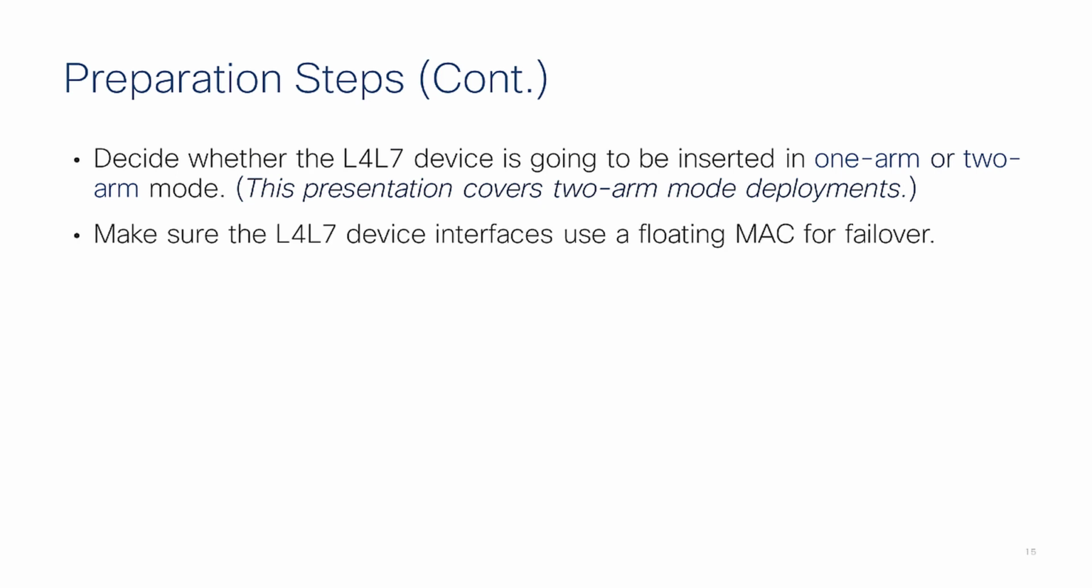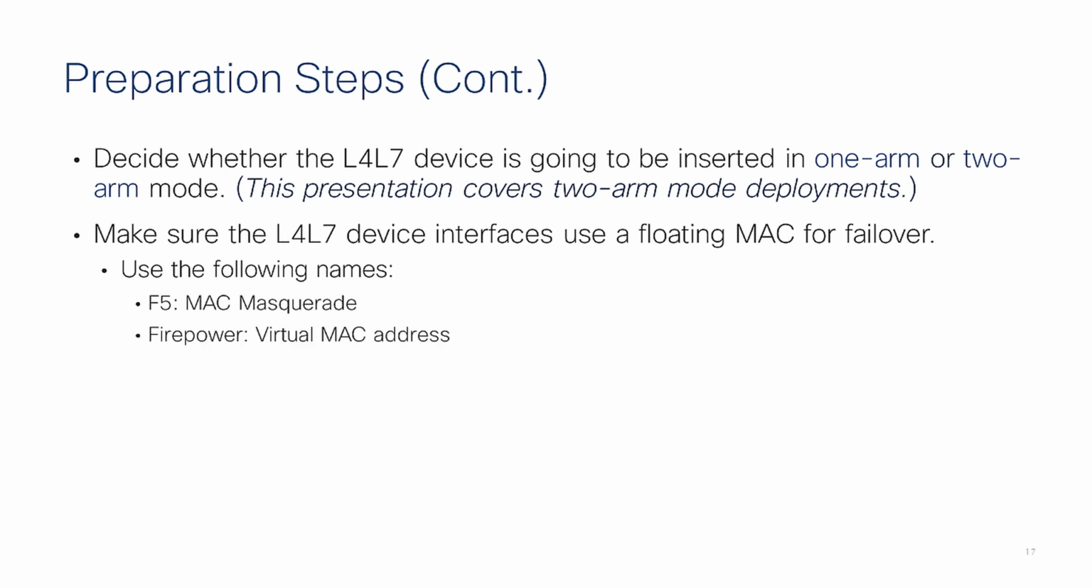Then you need to make sure that for redundancy purposes, the service device that fails over uses the same MAC as the device that was primary before. So basically, you need to have a floating MAC address. And this goes under different names. In case of F5, it is called MAC masquerade. In case of Firepower, it's a virtual MAC address. In case of Checkpoint, it's a VMAC, etc.